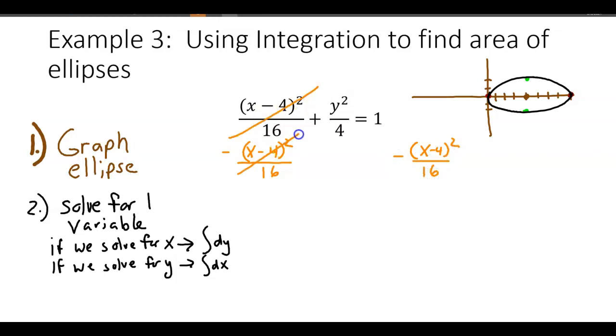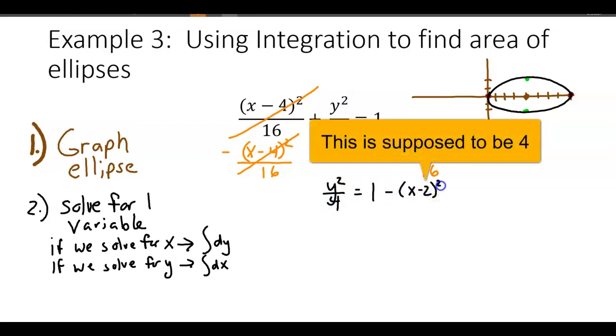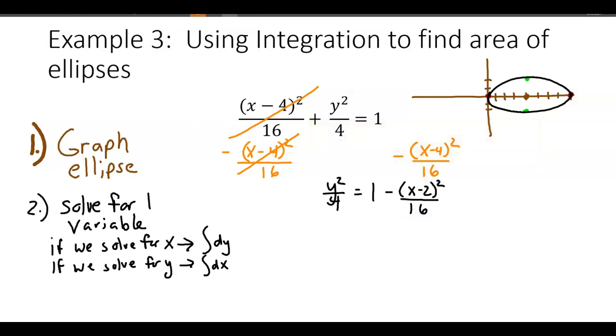So now that's gone, and on the left side I'm left with y squared over 4, and on the right side I've got 1 minus that fraction I just subtracted. The next thing is if there's a denominator underneath of that y squared, we're going to multiply everything by 4. So times 4, times 4, times 4. And in this case, these are going to cross off, and this can reduce the 16 to become 4. And that's going to leave me with y squared equals 4 minus this.